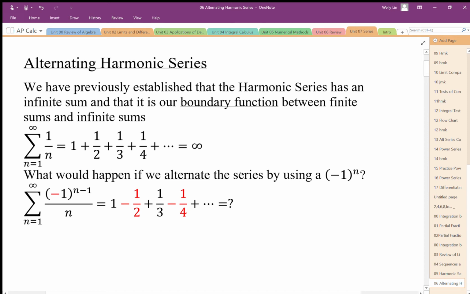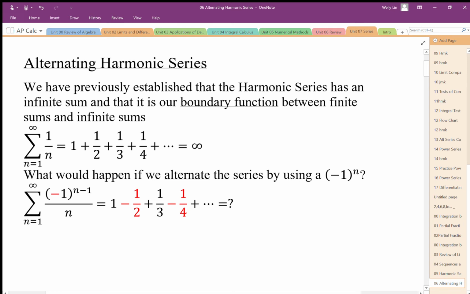What would happen if we alternate the series? There are some series which just go plus, minus, plus, minus, plus, minus. We've seen some geometric series like this, but we're going to do this to the harmonic series. We do this by adding this negative one to the power. So every odd power is going to give us a negative term. In this case, when n equals 2, we get this negative 1 half. We're starting at 1, so we end up with power 0, power 1, power 2, etc.